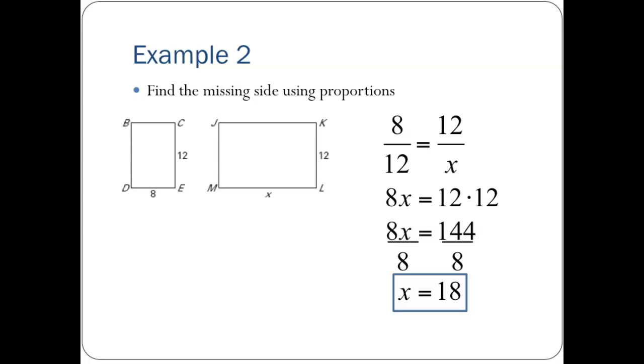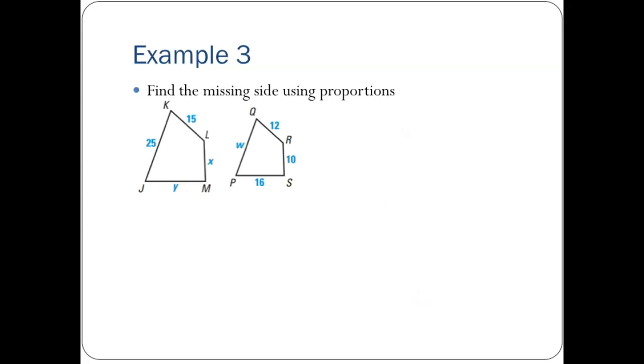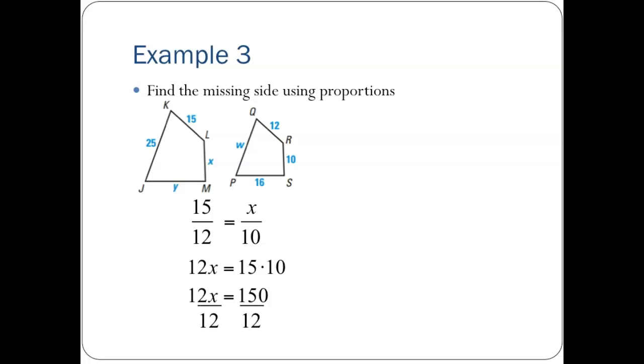All right, example 3. Now here we're actually solving for a number of missing sides. So let's start with x. So let's find two corresponding sides that we already have. So KL and QR are both given to us. So 15 over 12 is going to equal, now if we're trying to solve for x to start with, then we can say that this is going to equal x over 10. Now we can solve that, so cross multiply, we have 12x equals 15 times 10, which is 150. Divide both sides by 12, and we get that x is equal to 12.5.